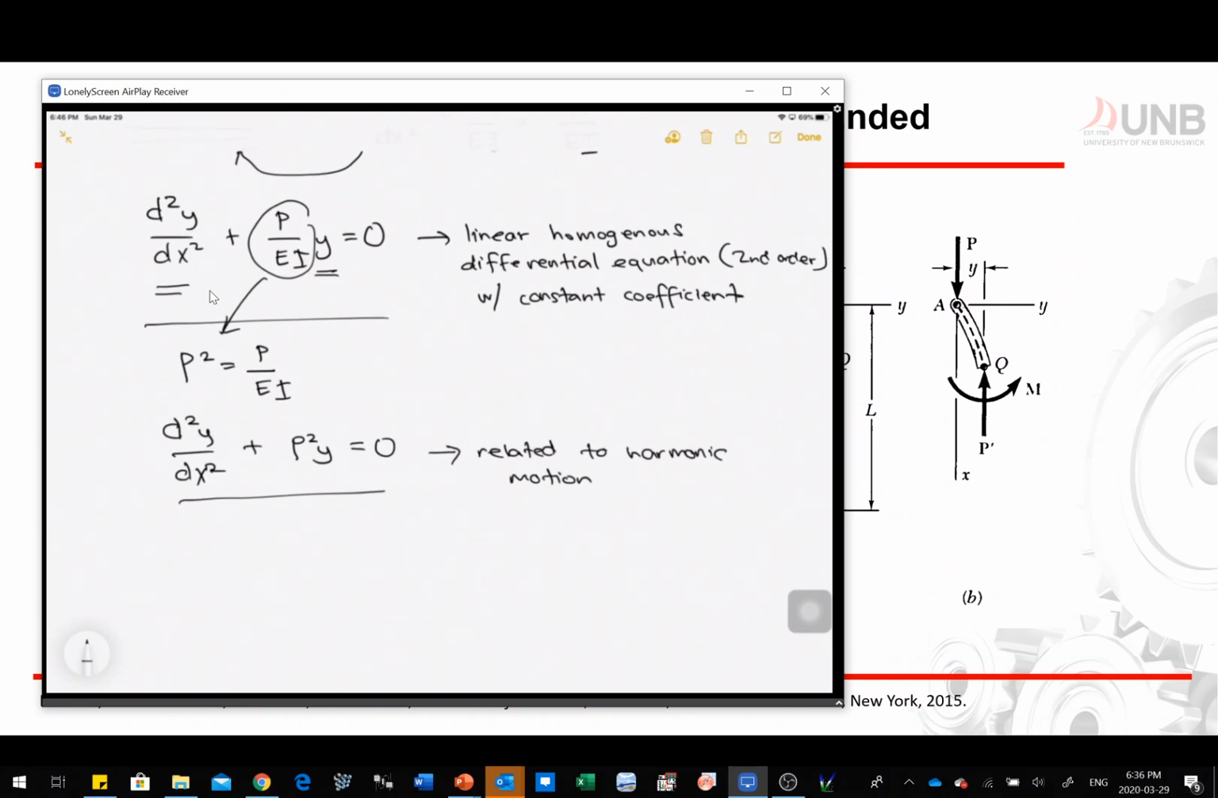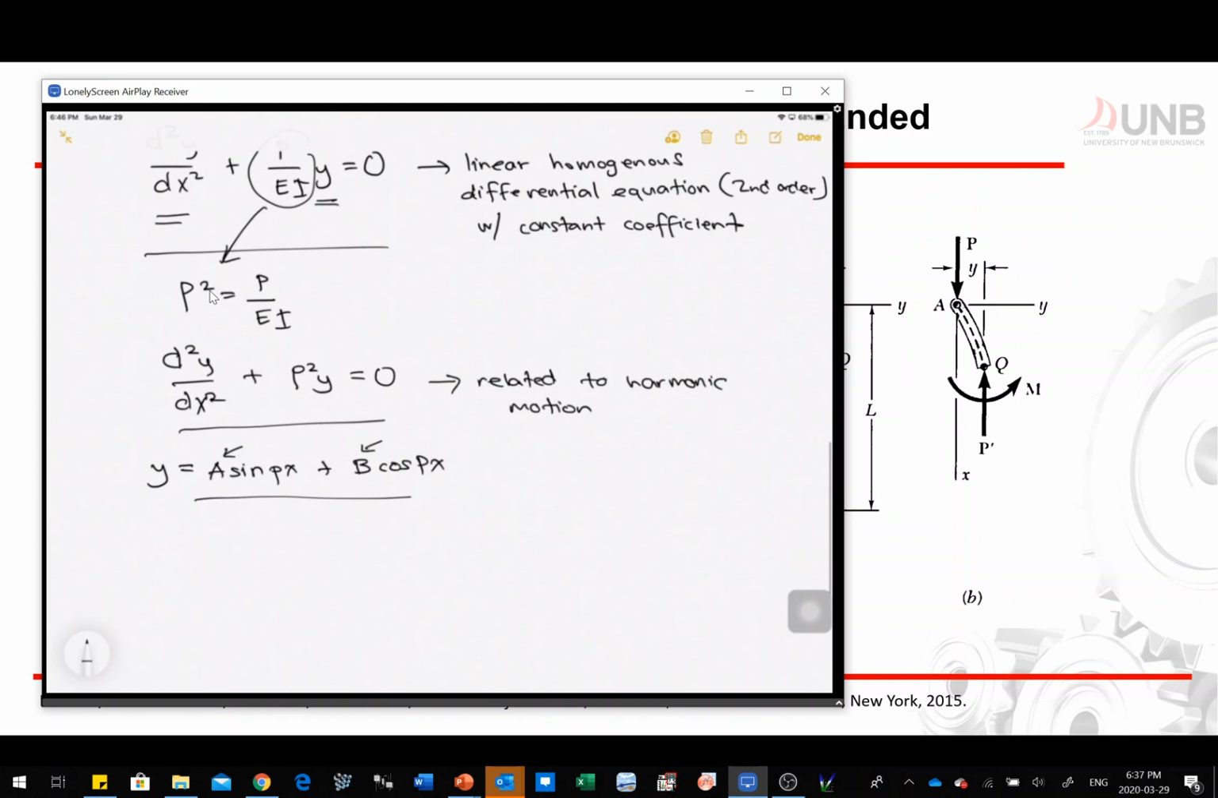Now, if we talk about harmonic motion, the solution for this equation, we're not going to discuss in more detail, but if you get the solution for this equation, you're going to get y is equal to A sine px plus B cosine px, and from this equation you can apply boundary conditions because you don't know your A and B. Those are your constants right there, and in order for you to get your constants, we can apply boundary conditions. So in this case, we can apply the boundary condition x is equal to 0, y is equal to 0.